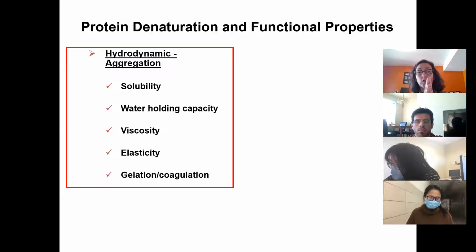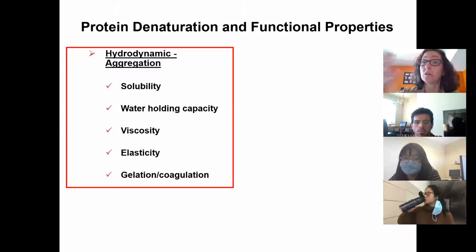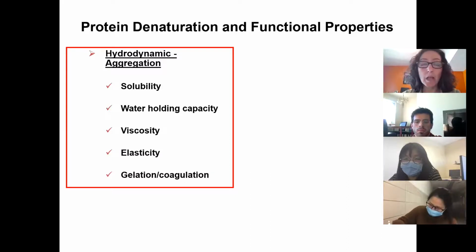So there are the functional properties that go under something we call hydrodynamic-aggregation. So water is involved. So you have protein-water interactions, and then you have protein-water-protein interactions happening. So all of these functional properties have water that takes part in the final structure or texture. So if the protein is soluble, that means there's no protein-protein interactions. There might be soluble aggregates, but mostly your proteins are interacting with water so that they remain in solution.